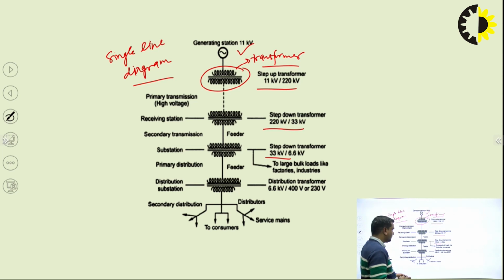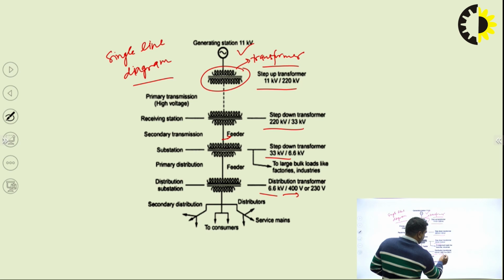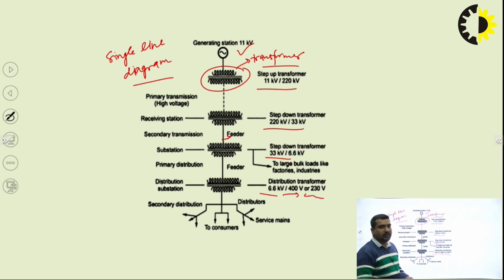These are the symbols of the transformer, and these lines are called the feeder lines. Here again we can step down from 33 to 6.6, and here from 6.6 to 400 or 230, depending on our demand. What are the demands of the consumer? Means they are industrial consumers or residential consumers or commercial consumers. So depending on that we give the step down, how much we can take.